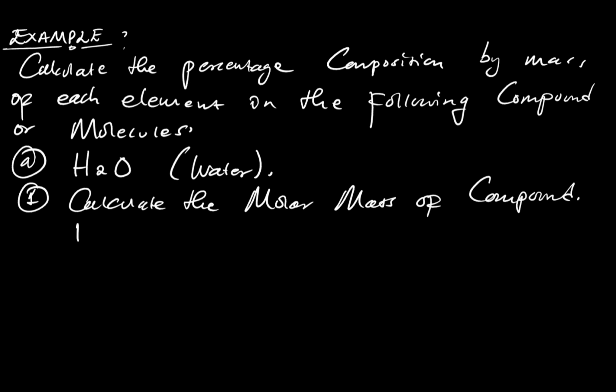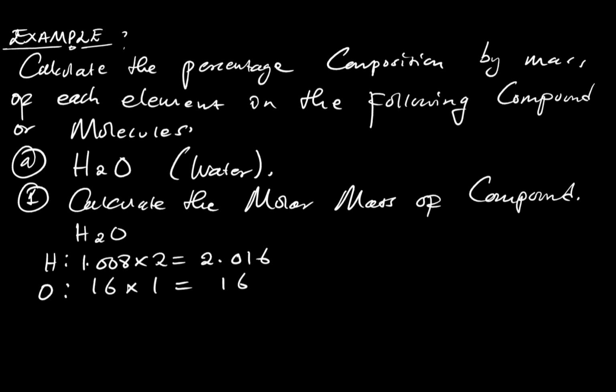Alright, since it's H2O, we will first get the individual masses of the elements. For hydrogen, the mass number is 1.008 times the number of atoms, which is 2, giving us 2.016. Moving on to oxygen, the mass of oxygen is 16 times the number of atoms, which is 1. This will just give us 16. We add up the total, and the total will give us 18.016. So that is the molar mass of the compound.